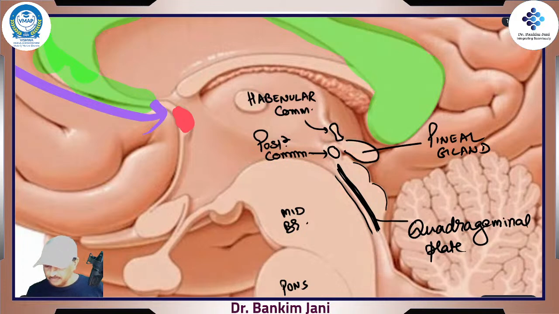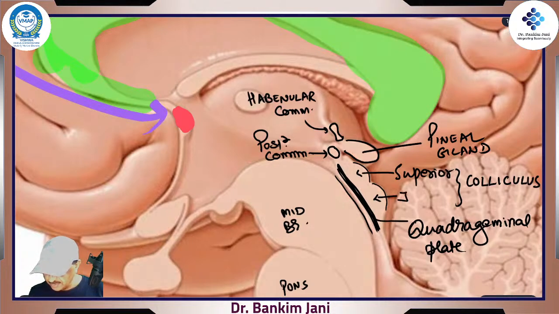They are called the colliculus. One is superior, one is inferior. So very rightly, we'll call this the superior colliculus, and the one over here is called the inferior colliculus. Superior colliculus is associated with vision. Inferior colliculus is associated with auditory function.